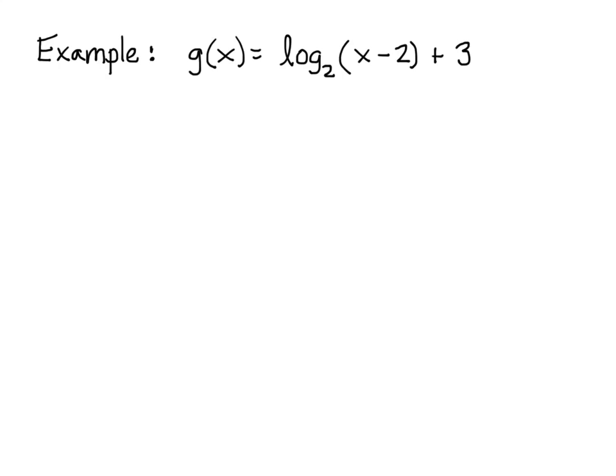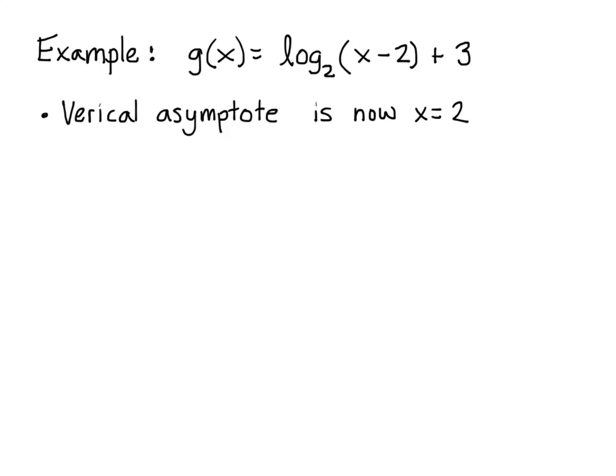And so when x equals 2, we get the log of 0. That can't be, so we have a vertical asymptote at 2. And then we expect the whole curve to move up 3. So those points that we had from the intercept and from the base will get adjusted, but they're still easily calculated. So let me show you how that works. Okay, so the vertical asymptote is now x equals 2.